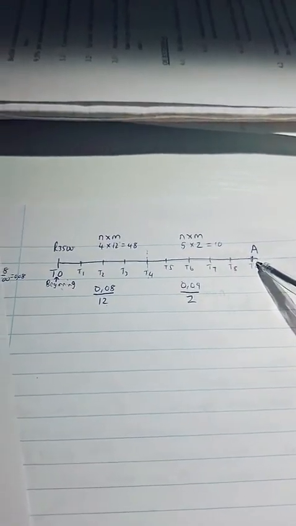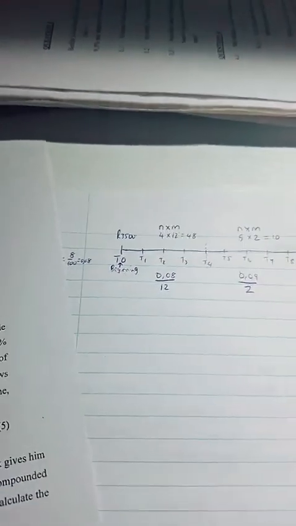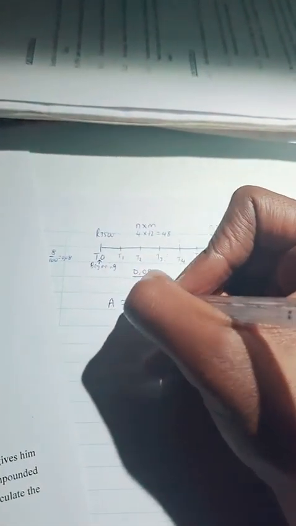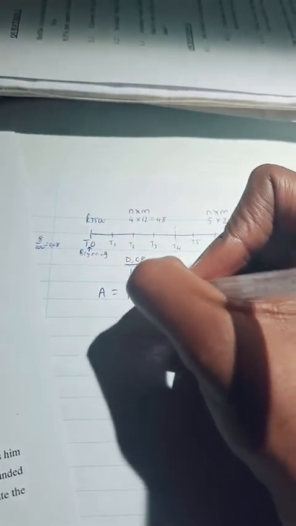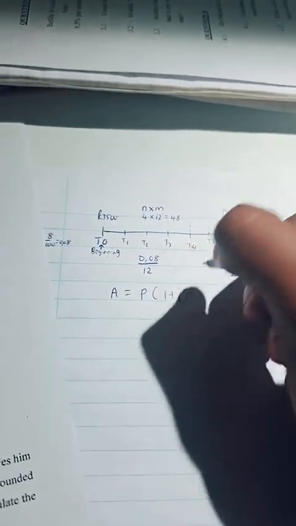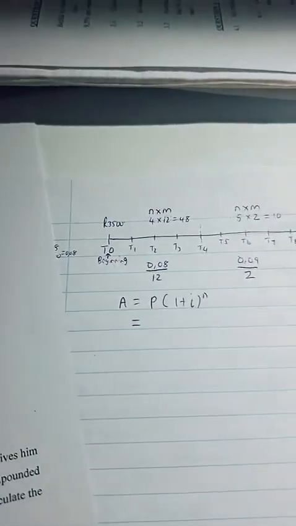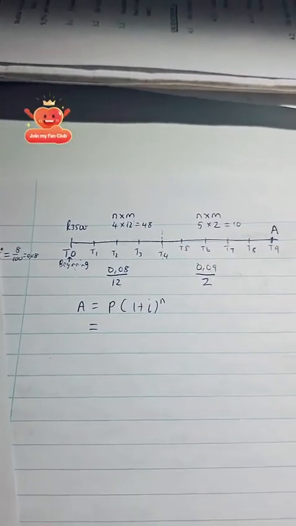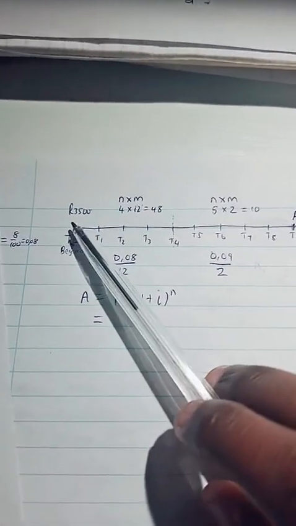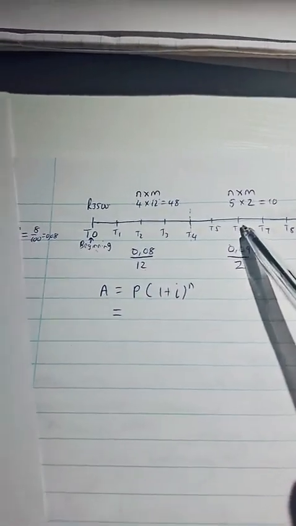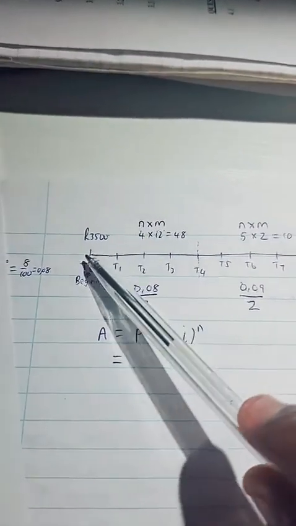This is what I want. Okay? So, I'm going to say now A is equal to P(1 + i)^n. Now, to be specific, I want you guys to take note of what I'm going to do after having my timeline.